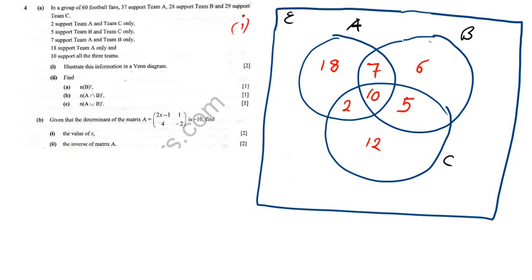Let's go to part 2. Part 2a, it says find the number of B complement. So for B complement, that means whatever is in B, we exclude it. What is remaining is what we want. So for B, if I was to write B, I have 7, 6.